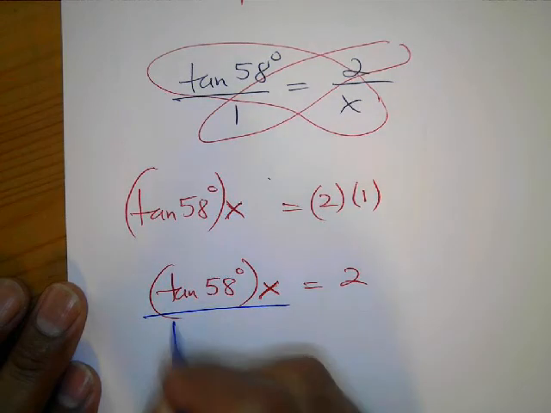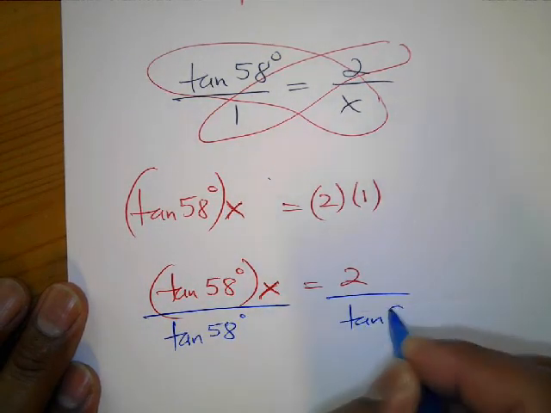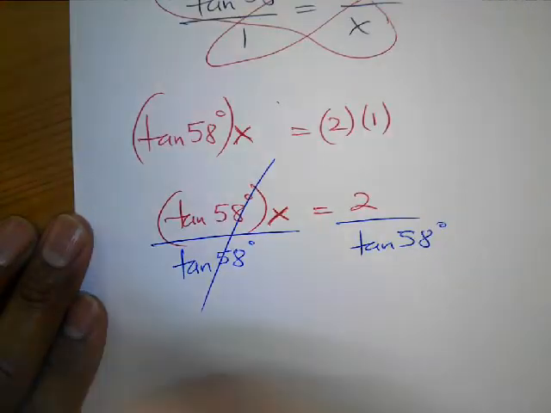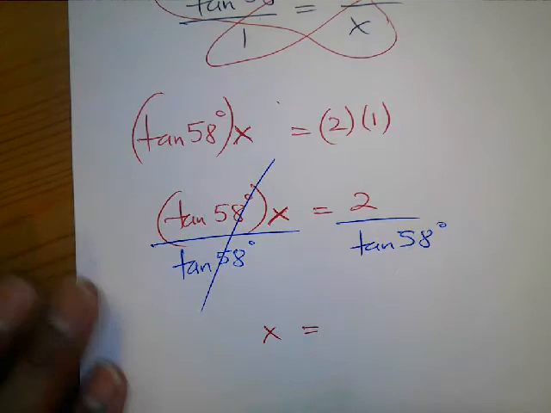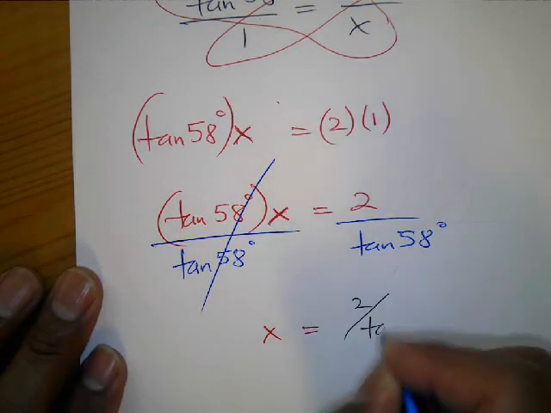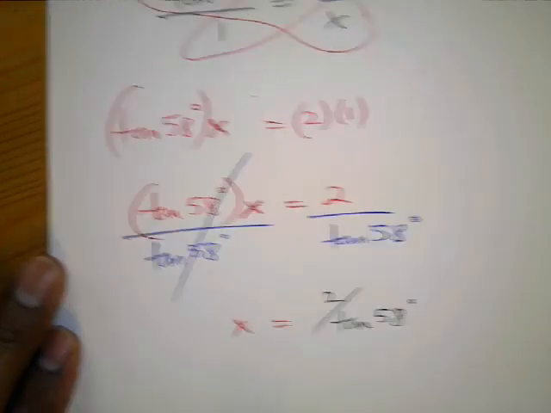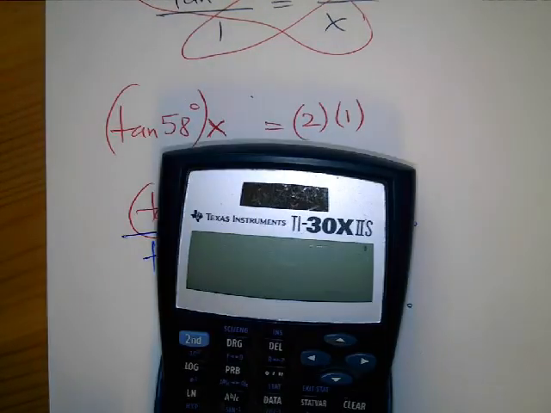And then see here, x is not alone. This is just a number. So how do I get x alone? Divide by tangent of 58 to both sides. And this is where you'll get x alone. X is equal to 2 divided by tangent of 58. And now this is the part you got to do carefully on the calculator.